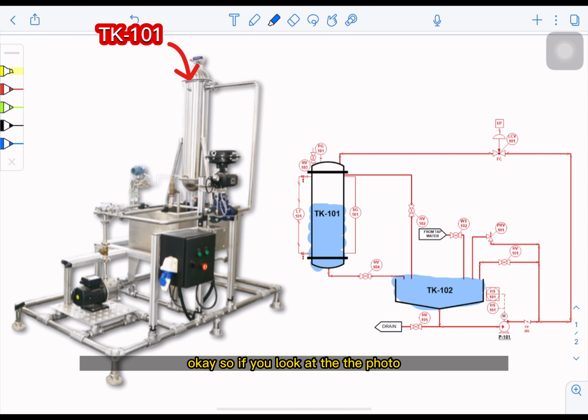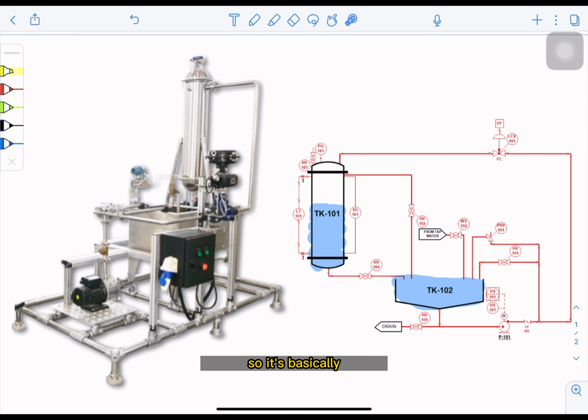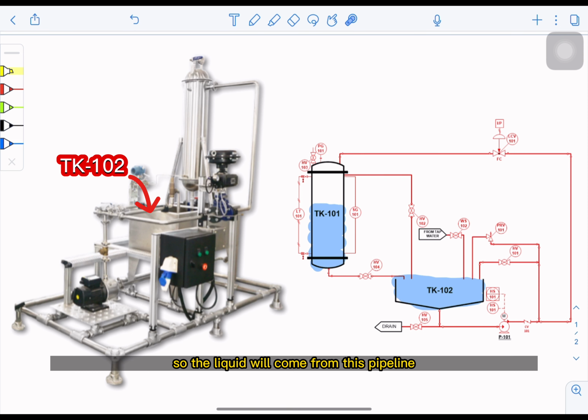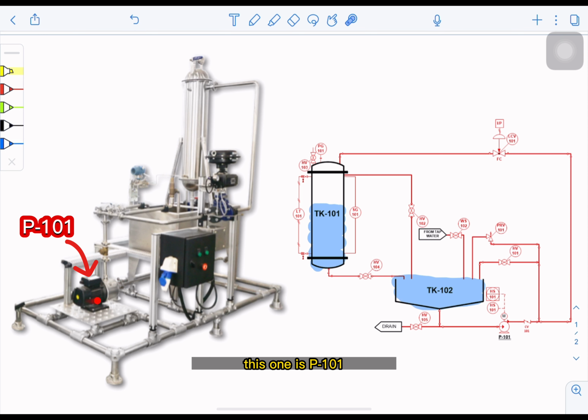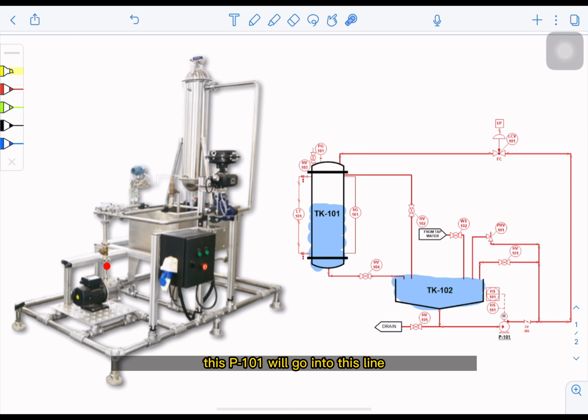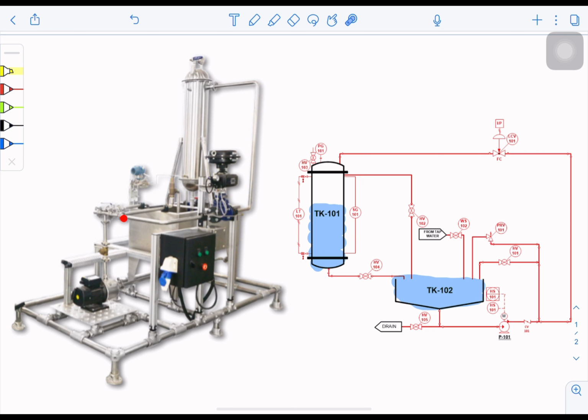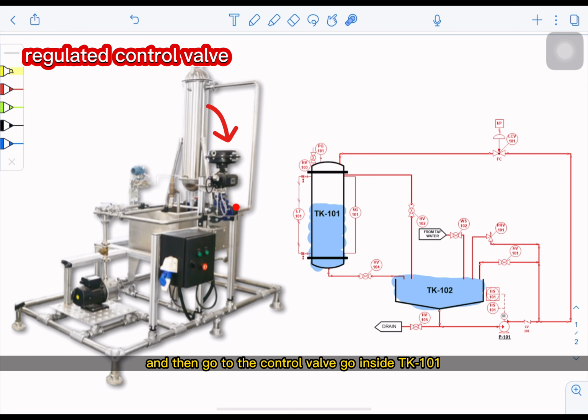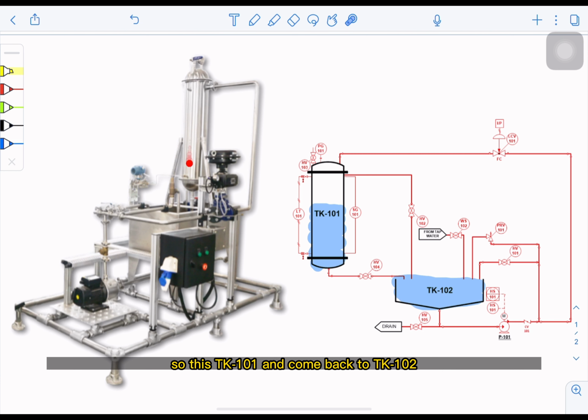Okay. So if you look at the photo, this is TK102. So the liquid will come from this pipeline. This one is pump 101. So this pump 101 will go into this line and then go to the control valve, go inside TK101. So this TK101 and come back to TK102.